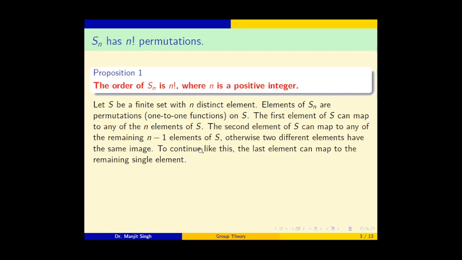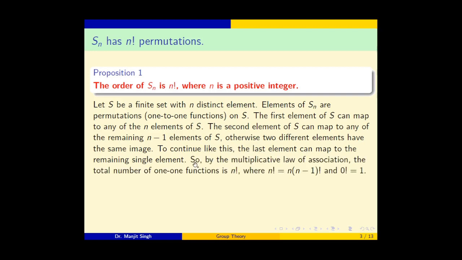To continue like this, the last element can map to the remaining single element. Therefore, by the multiplicative law, the first element has n choices, the second element has n minus 1 choices, the second last has 2 choices, and the last element has 1 choice. So the total number of choices for an element of Sn is n factorial. So the order of Sn is n factorial.